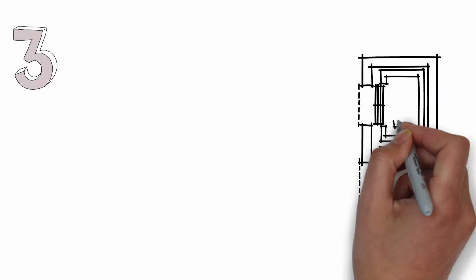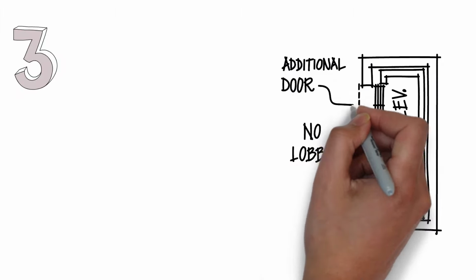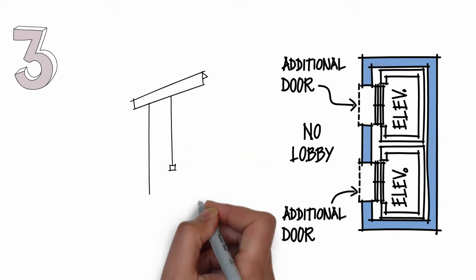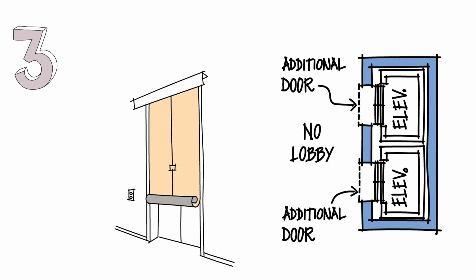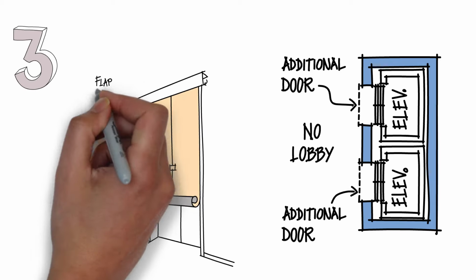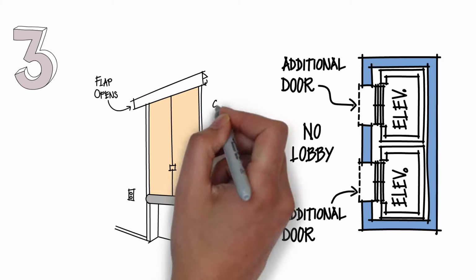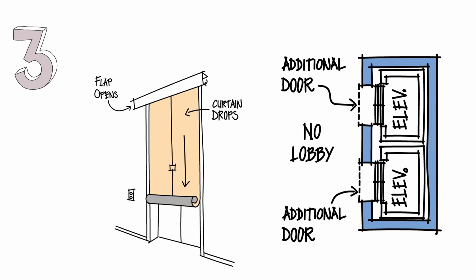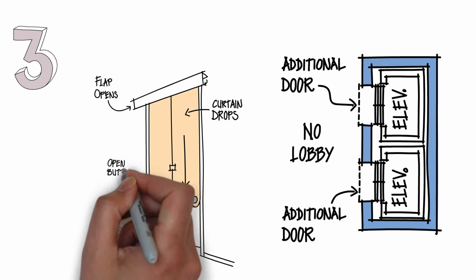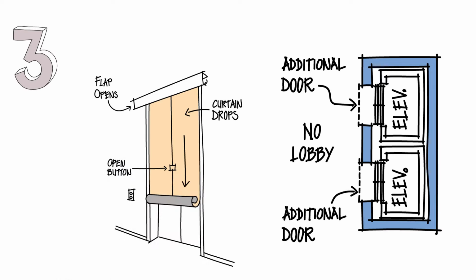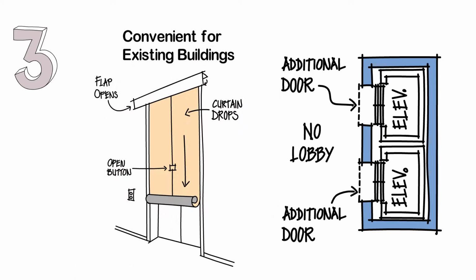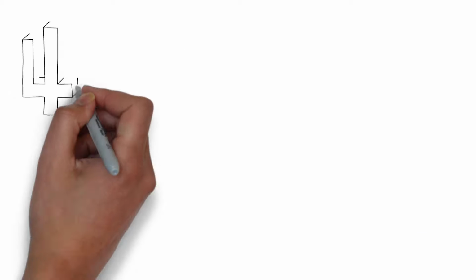Option number three, an elevator lobby would not be needed, but an additional door would need to be provided at each elevator hoistway opening. One way this can be achieved is by using a smoke curtain. The way the curtain works is that upon detection of fire, a flap opens, the curtain drops, and the hoistway doors behind it are sealed. Firefighters can still use the elevators since there is a button that can be pressed on these curtains to open the curtain and allow passage. This method is convenient in existing buildings where placing a lobby may not be possible.